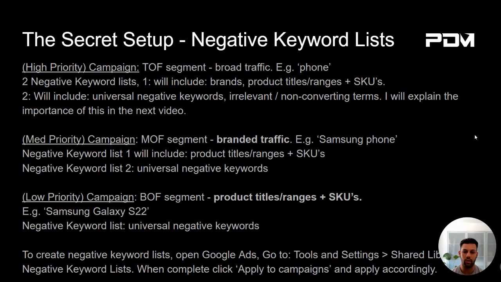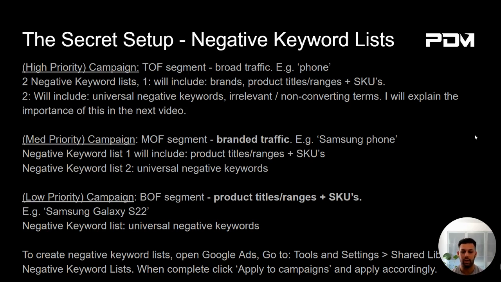But remember, we also have our low priority campaign. So all we want to show for in the mid campaign is our branded traffic. So within the mid campaign, we're going to set up another negative keyword list. So this keyword list is going to include the product titles, the ranges, and the SKU numbers of the products that you sell. Because remember, people searching for these terms are the ones that are most likely to convert. So we actually want to push them further down in our funnel to the low campaign. And we can do that by simply excluding these terms from the mid campaign.